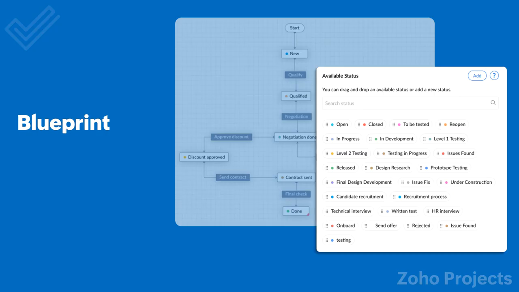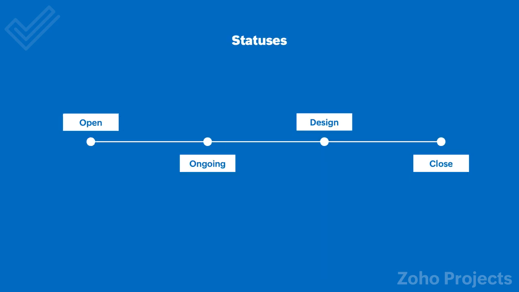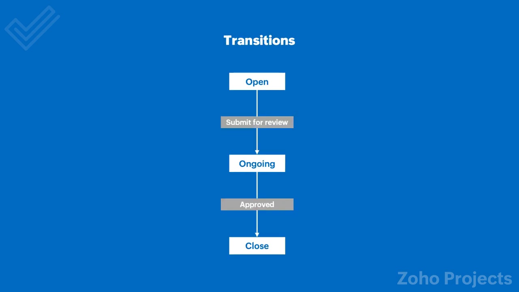Blueprints are next on the list. A blueprint lets you automate tasks by setting up workflows. It helps you define and design a workflow to automate your processes in an organized manner. The main components of a blueprint are statuses and transitions. A status indicates what stage a task is in at a particular point in the workflow, while a transition is a link between 2 statuses and allows a task to move from one status to another.